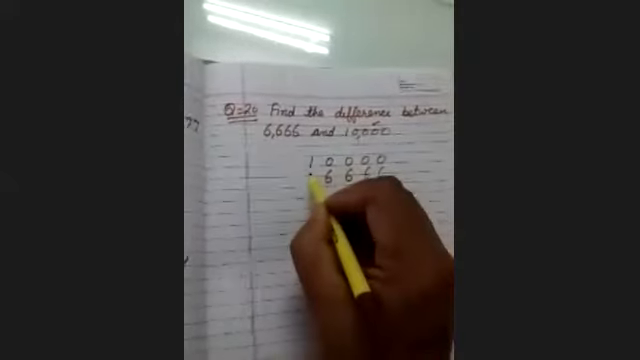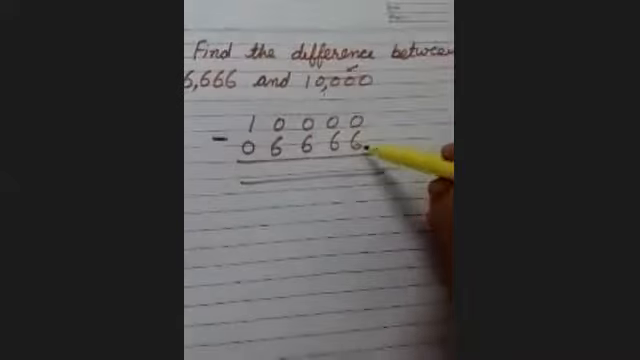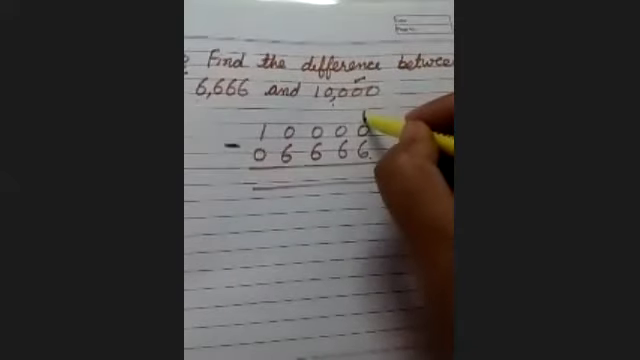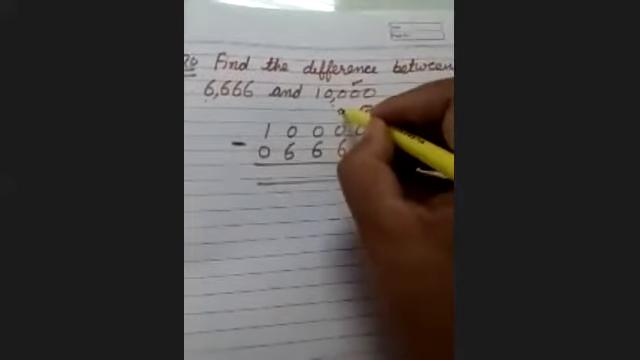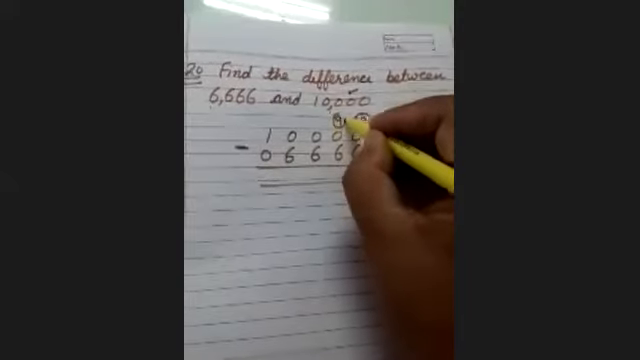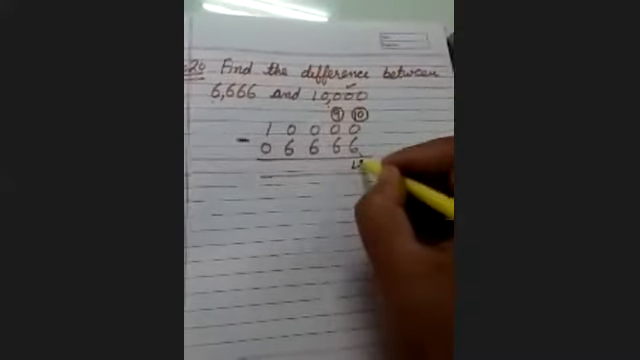So, write here 0 and subtract. Clear, students? Now, we'll start from here. 0 minus 6, we can't subtract. So, borrow 10 points and 0 converts into 10. And here we have 9. 10 minus 6 is 4.